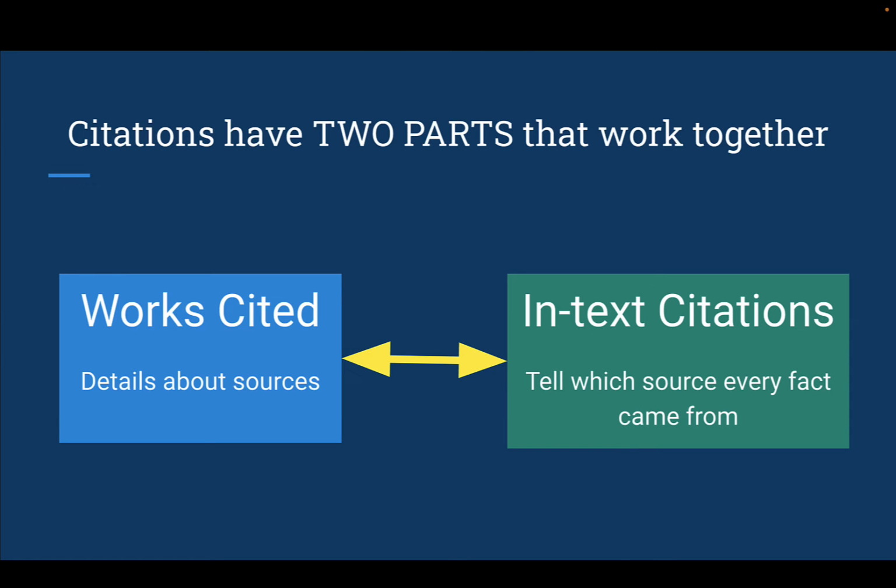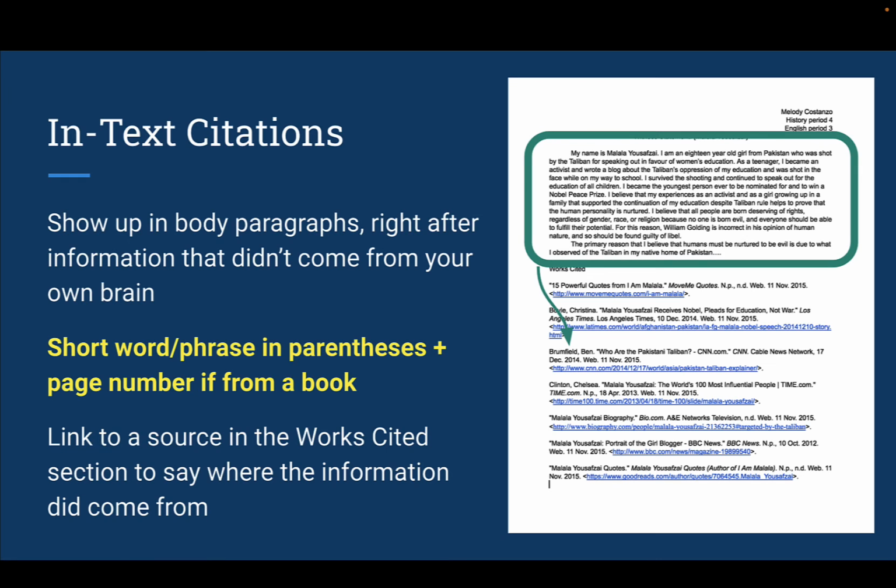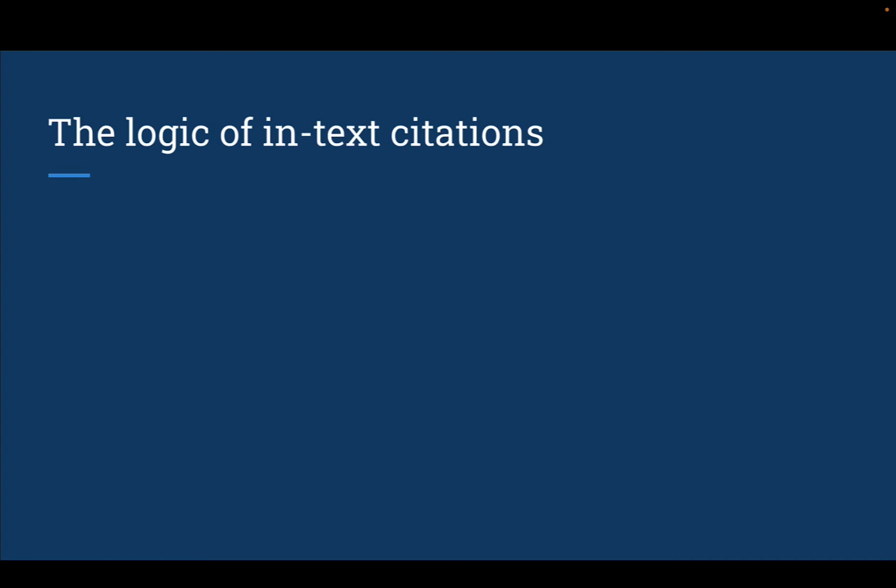The second part of your work around citations is the in-text citations. So we've done the works cited, and now we need to do the in-text citations, and those tell which source every fact came from. Okay, here's how they work. Remember that your works cited section is at the bottom, but your in-text citations show up in the body paragraphs, right after any information that didn't come from your own brain. They look like a short word or phrase in parentheses and a page number if it's from a book, and they connect to a source in the works cited section to say where the information did come from.